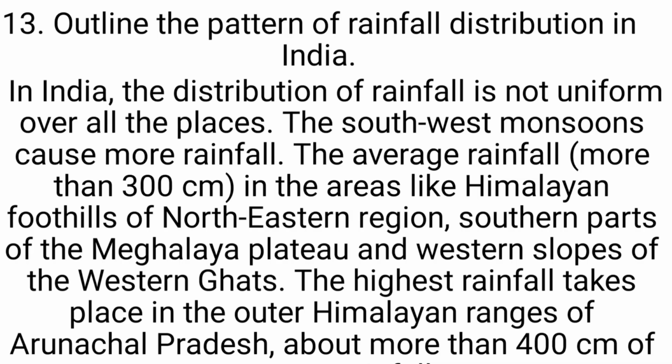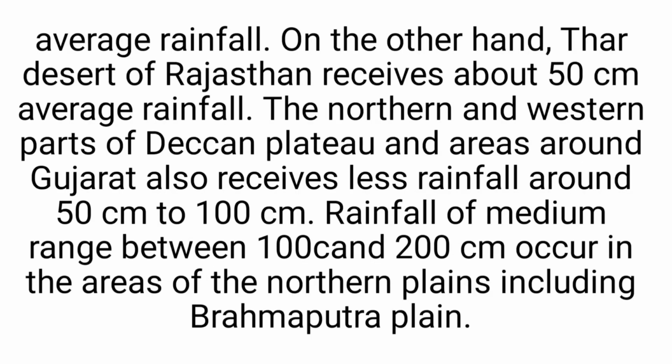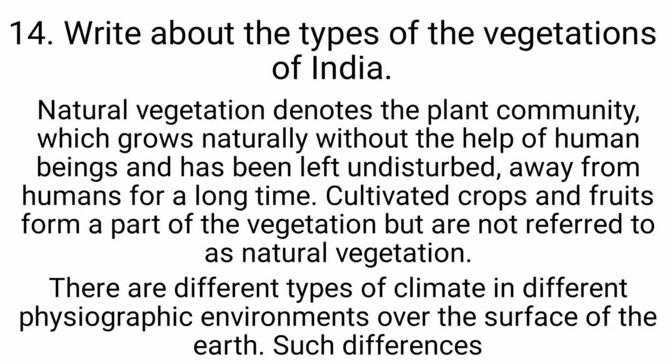The highest rainfall takes place in the outer Himalaya range of Arunachal Pradesh, with more than 400 cm of average rainfall. On the other hand, the Thar desert of Rajasthan receives about 50 cm average rainfall. The northern and western parts of the Deccan Plateau and the area around Gujarat also receive less rainfall, around 50 cm to 100 cm. Medium rainfall between 100 cm and 200 cm occurs in the area of the northern plain including the Brahmaputra plain.